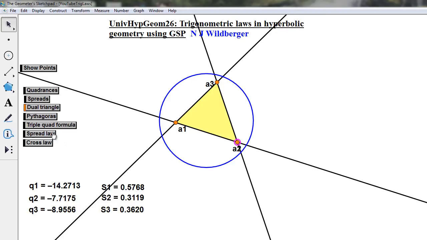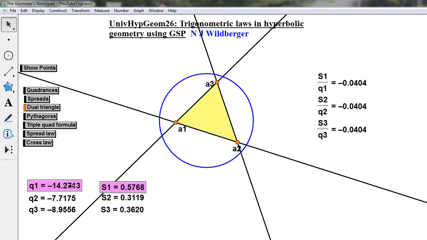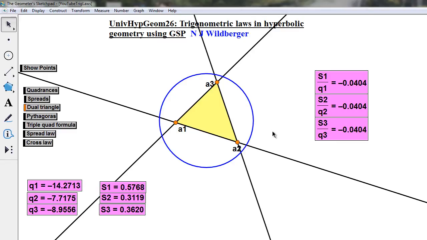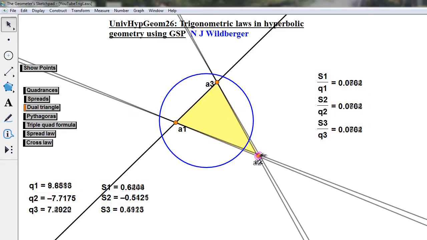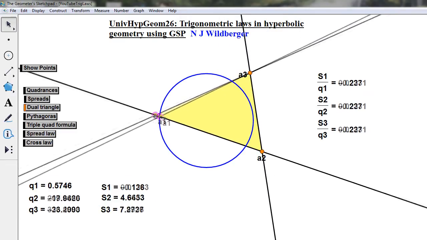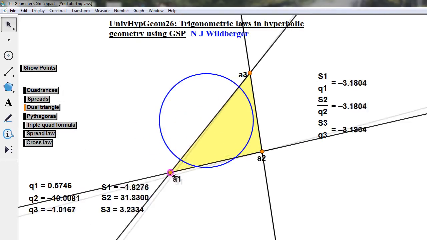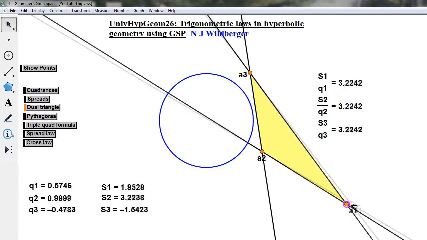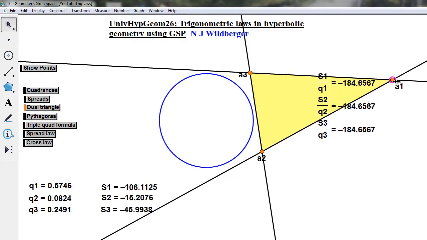What does it say? It says that if you calculate S1 divided by Q1, if you calculate S2 divided by Q2, if you calculate S3 divided by Q3, here are those calculations, then you always get the same ratio. So S1 over Q1 equals S2 over Q2 equals S3 over Q3. And you can see that, in fact, those three things are always the same. And it's not just when the points are inside. The points can be anywhere they want to be. The spread law is always holding.